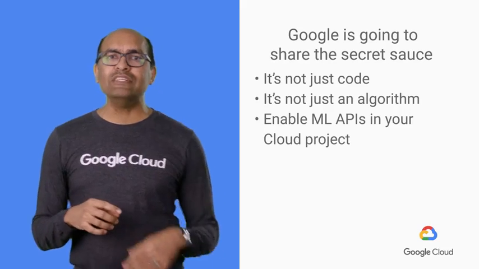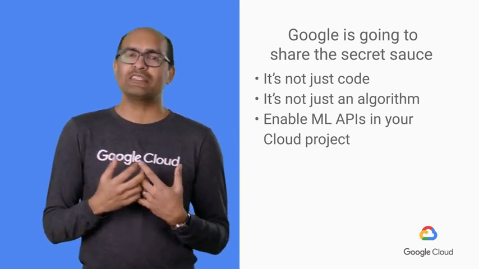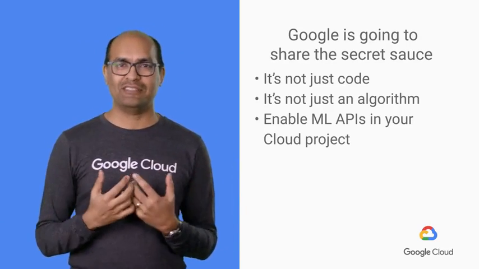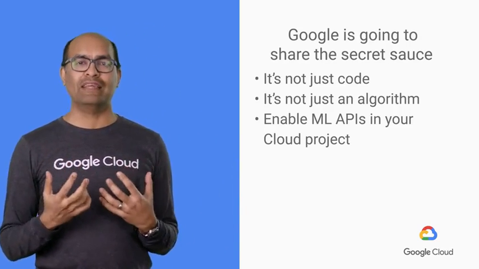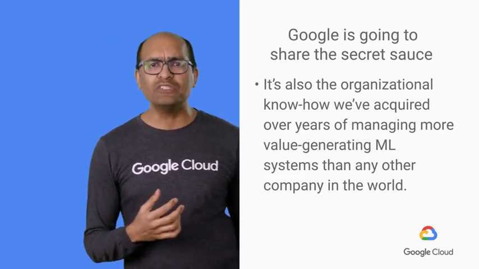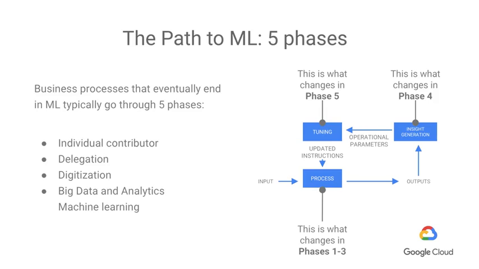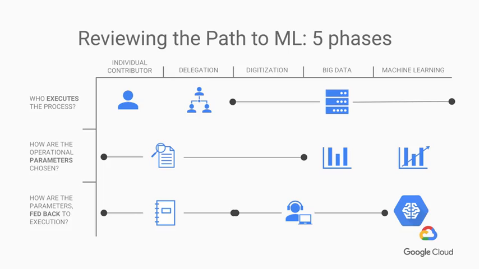We then delved into the secret sauce behind machine learning, and it turns out to be something quite unglamorous. It's all about building organizational know-how. It's important to recognize the 5 phases that business processes tend to go through and not skip any of these stages in order to be successful at machine learning. It's also important to recognize how to transition between these phases thoughtfully.